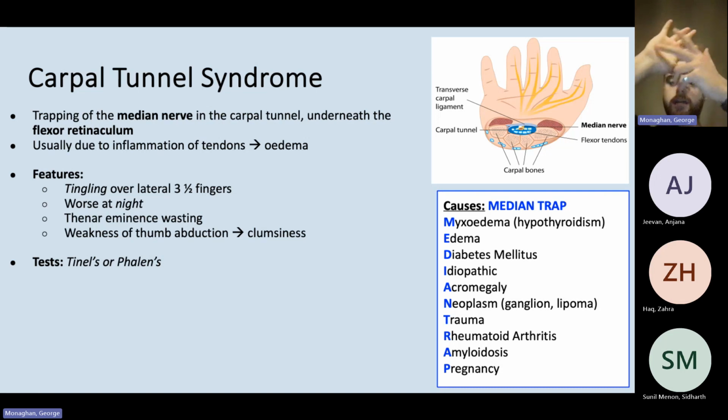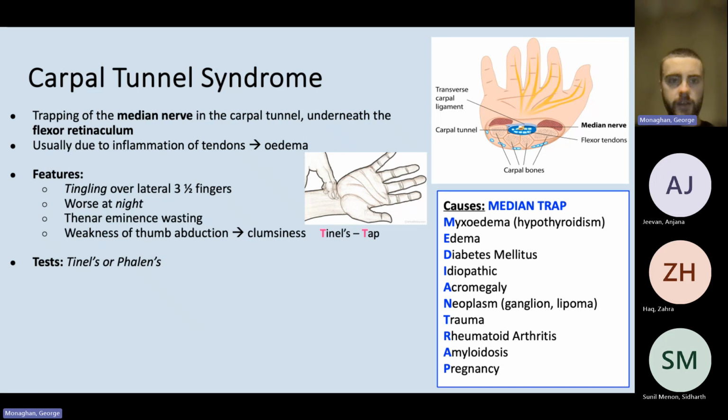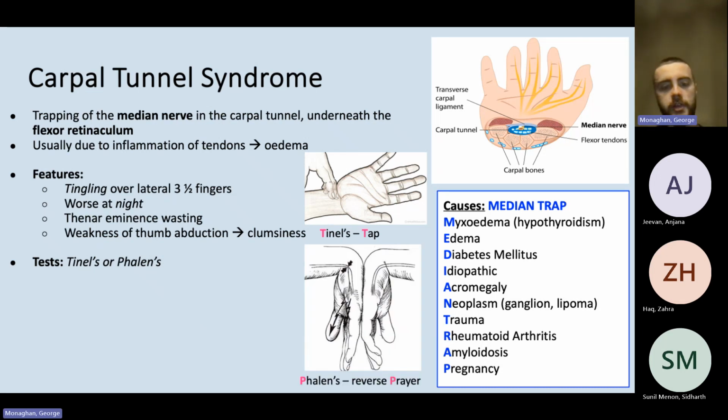So the Tinel's test is where you tap on the wrist around here, and if it recreates the symptoms, then it's positive. And Phalen's, we have them place their hands like this, so a hyperflexion of the wrist, and we do that for like a minute as well. And if it recreates the symptoms or worsens the patient's symptoms, then that's also a positive test. So they're the two tests.